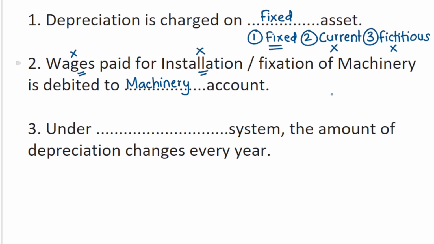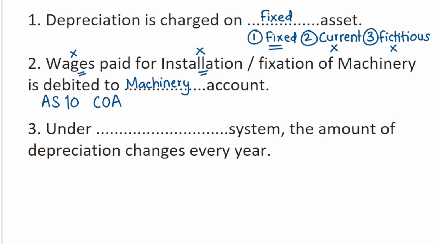Why machinery account? As you know, as per accounting standard 10, accounting for fixed assets, cost of asset not only includes the purchase price of machinery, but also other charges, other expenses that were incurred for bringing the asset, that is machinery, into its working condition. So here wages are paid for installation, and installation of machinery is required for machine to start, for machine to begin its production, to begin its activity.